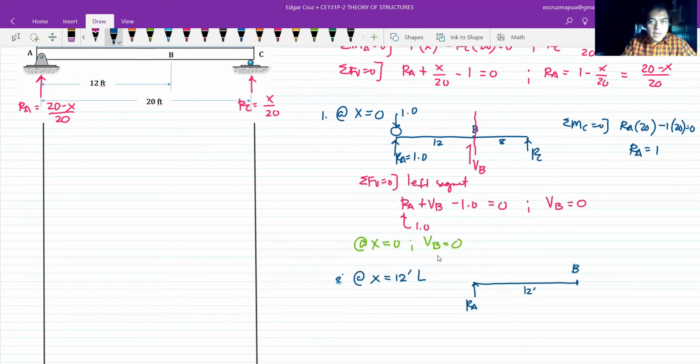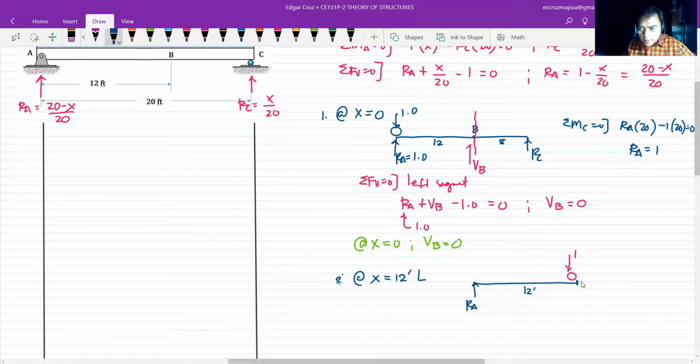So I will be putting the unit load just before B. I will place the unit load on the left side of point B. So it's here, this is the 1, or unit load, and again this is point B. It is on the left, very close to point B but on the left side of B. So what we're looking at is the shear at B.